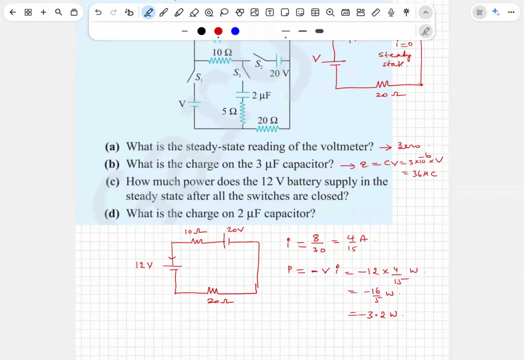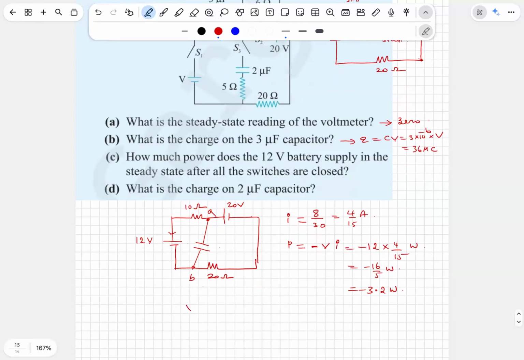By now, what is your 2 microfarad? So what is the drop? Assume this is A, assume this is B. VA minus VB is 4 by 15 into 10 plus 12. 8 by 3 plus 12, which is 44 by 3 volt.